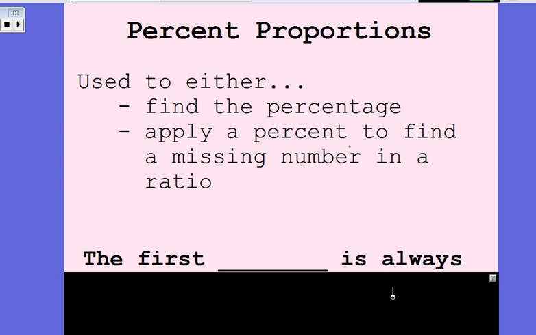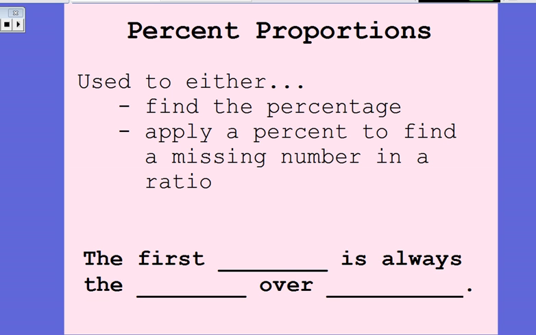So let's talk about what that first ratio is, because we know in all proportions we've always got to figure out what the first ratio is and its units so we can set up the second one. Here in percent proportion, I always like to use the percent as my first ratio, except I don't include the percent symbol when I put it over 100. And remember, it's out of 100 because percents are always out of 100. So my first ratio is whatever the percent is, and it's going to be over 100.